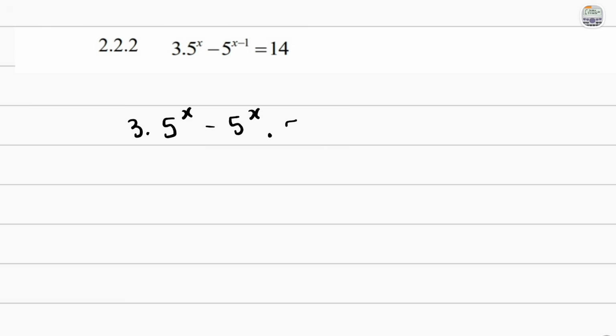Well, you must have said 5 to the power of negative 1, okay? Because if the bases are the same and you're multiplying, you would add the exponents, okay? So that minus is outside. And then this is equal to 14.